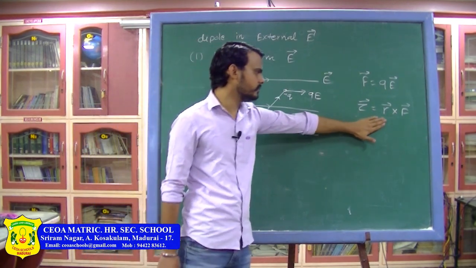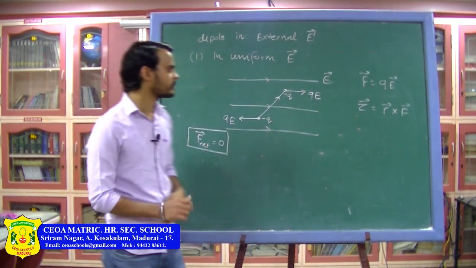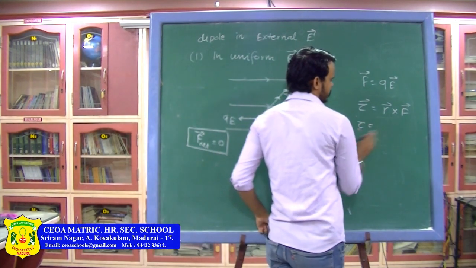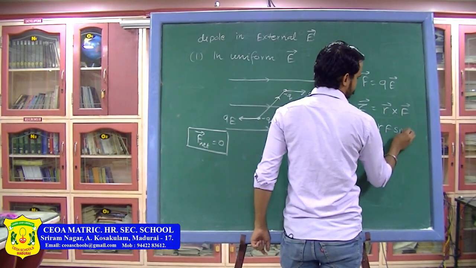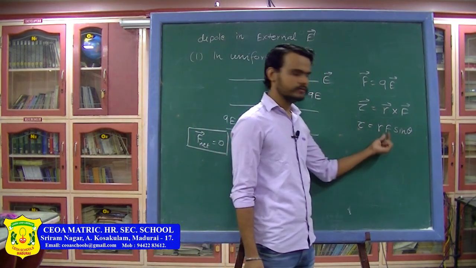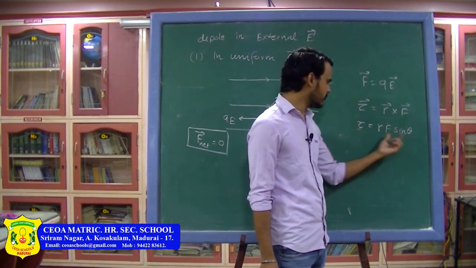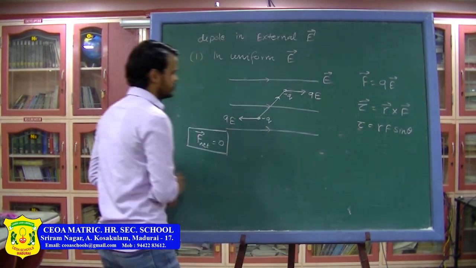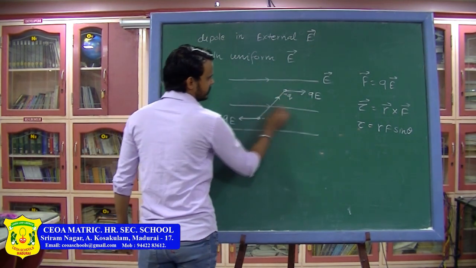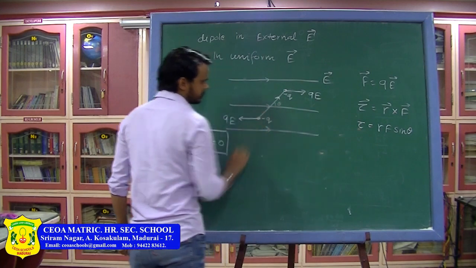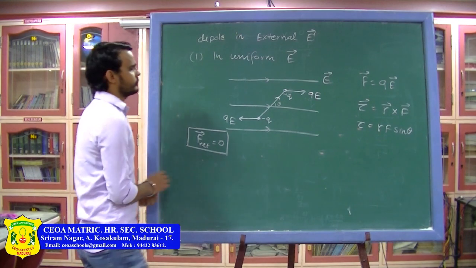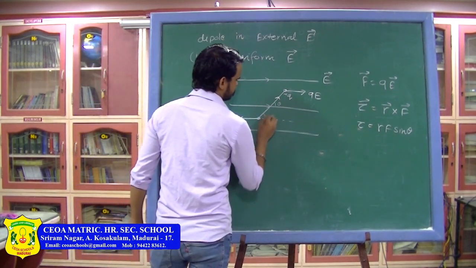I hope you remember from your class 11 the definition of torque. Torque is written as r cross F, or the magnitude of torque can be written as r F sin theta, where r is the distance of the point where the force is applied, F is the force, and theta is the angle between r and F. Suppose this dipole moment is in this direction, the electric field is in this direction, and this angle is theta. So the angle between the electric field and the dipole moment is theta. Now this angle will also be theta.